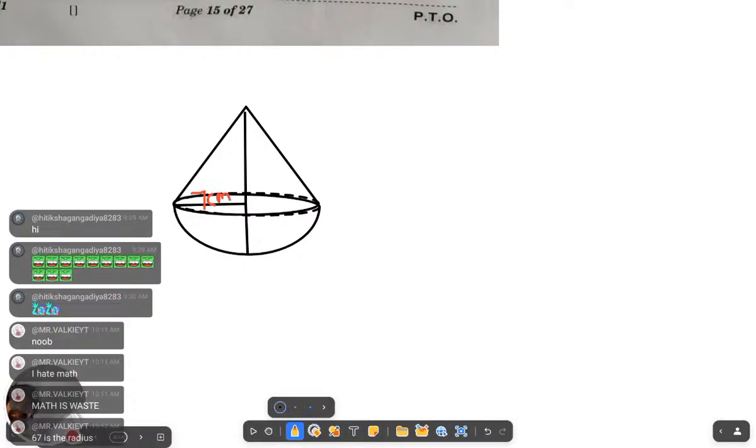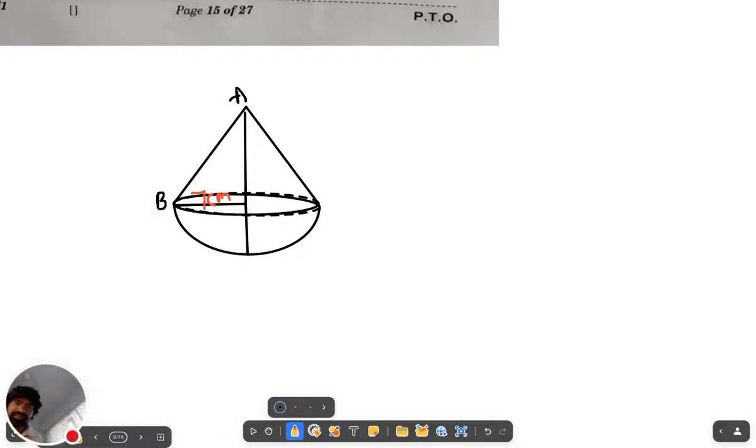So here A, B, C, D. Here BD is 7 centimeters, then DC is also 7 centimeters. It is also the radius of the hemisphere. Radius of hemisphere and radius of cone both are equal. And what is the total height of the toy? AC. AC is 31 centimeters.